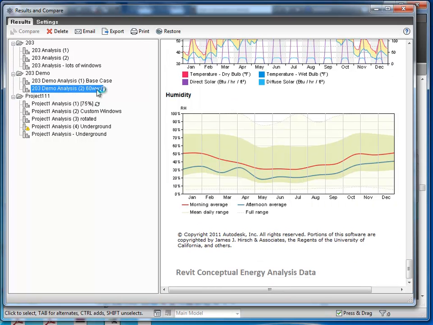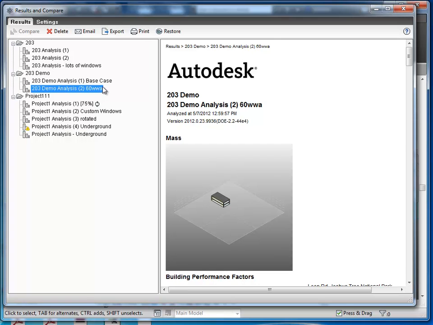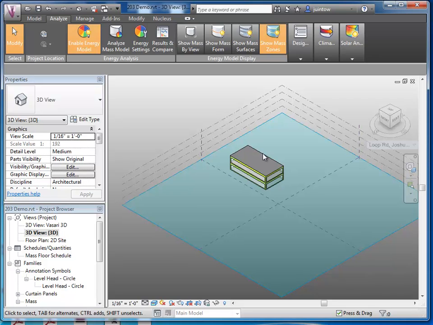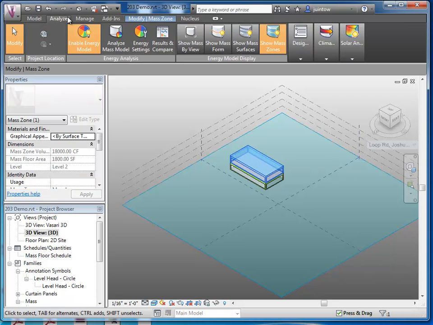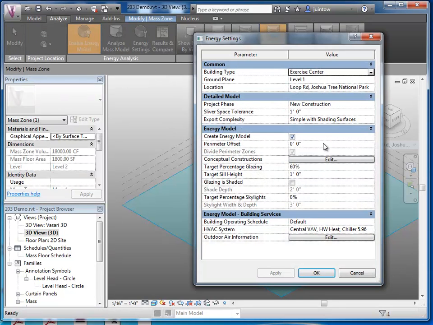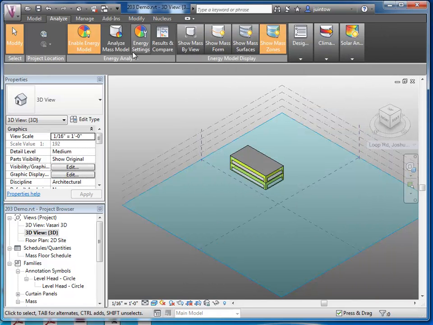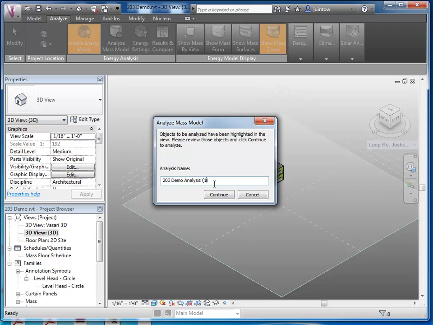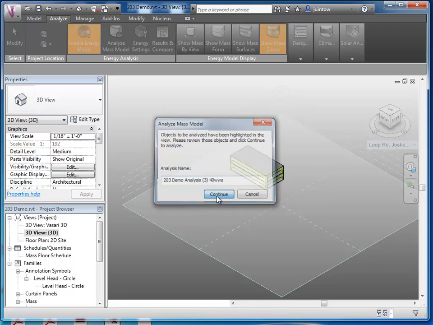Okay, let's go back. Let's look at our 60 window wall area. We now have 2 results, okay? And actually, before I do that, I'm going to run another one. I'm going to click on this again. I'm going to go to energy settings. Again, you don't have to click on it. It's just a habit of mine. Change it to 40% and hit OK. And then I'm going to hit Analyze Mass Model again. And this time I'm going to name this number 3, and I'm going to name it 40 window wall area.